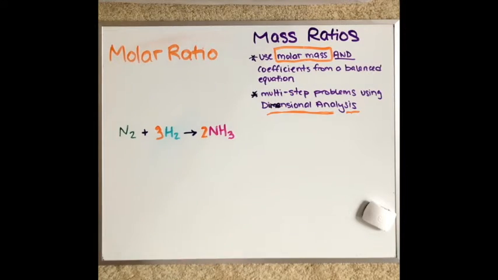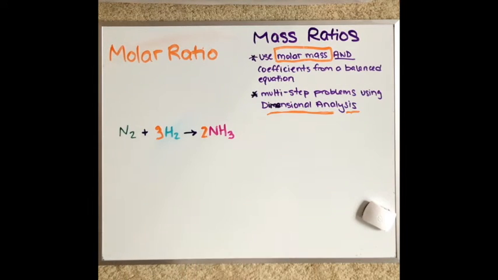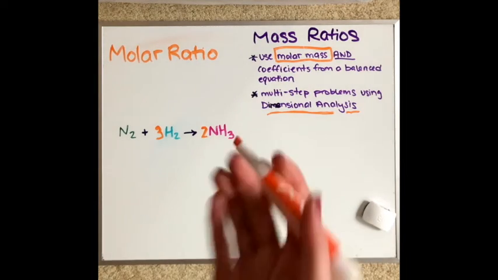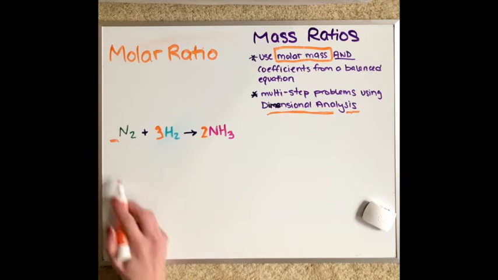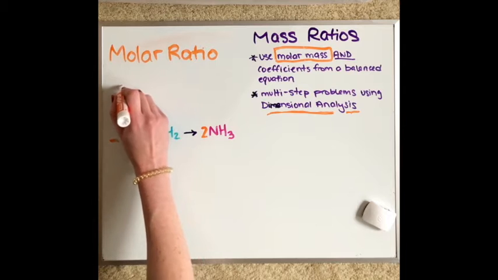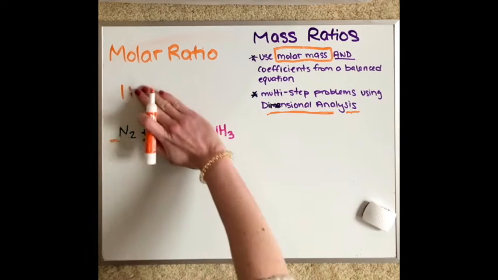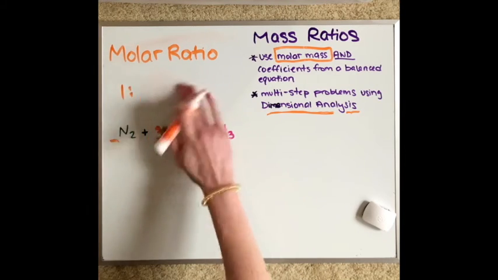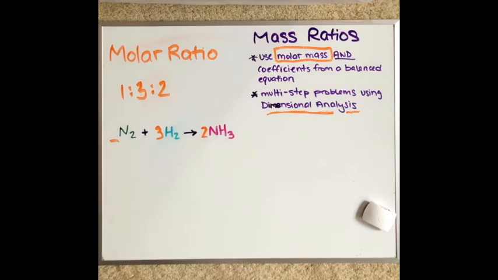All right, so if you look quickly at this equation, this is the equation you're given in your worksheet. To find the molar ratio, all you have to do is look at the coefficients that you're given. So remember, if there's nothing listed, you assume that coefficient to be 1. So overall, your overall molar ratio is 1 to 3 to 2.